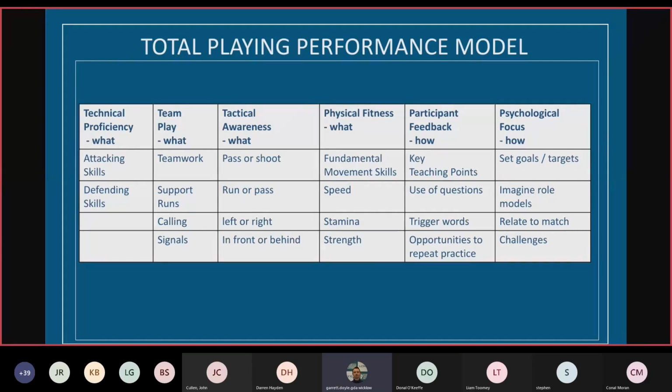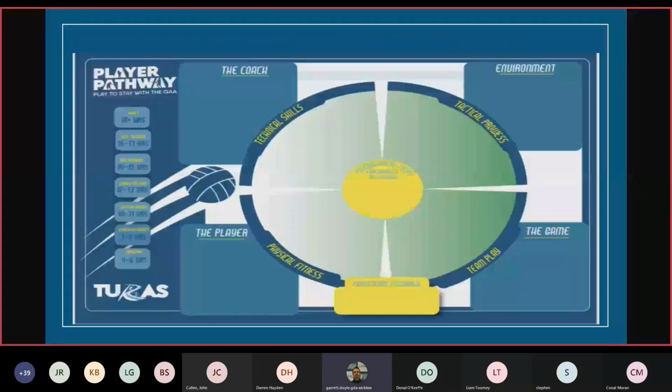So just to go into it. This is how it's displayed on the TURAS player pathway coaching card. That's obviously a blank card, but it's displayed as a wheel because it's a continuous cycle. There are four quadrants there: the tactical, the physical, and the team play, which sit on the edge of the green areas. And they sit around the center to maintain the player's focus, their state of mind. What brings it all together is the participant feedback, the interaction, the instruction from the coach.